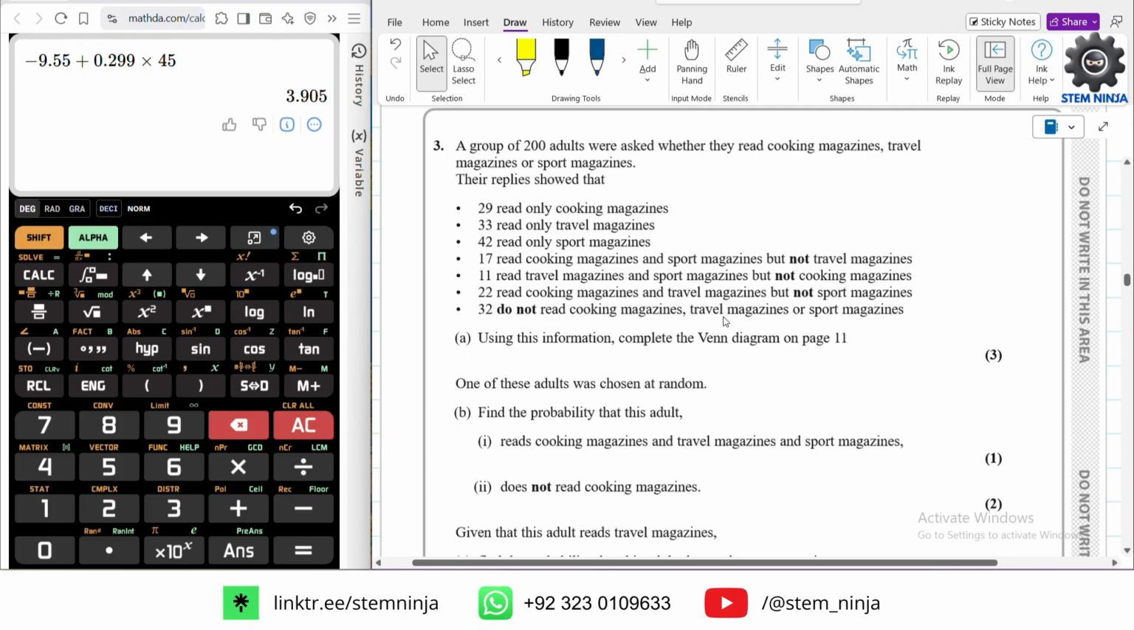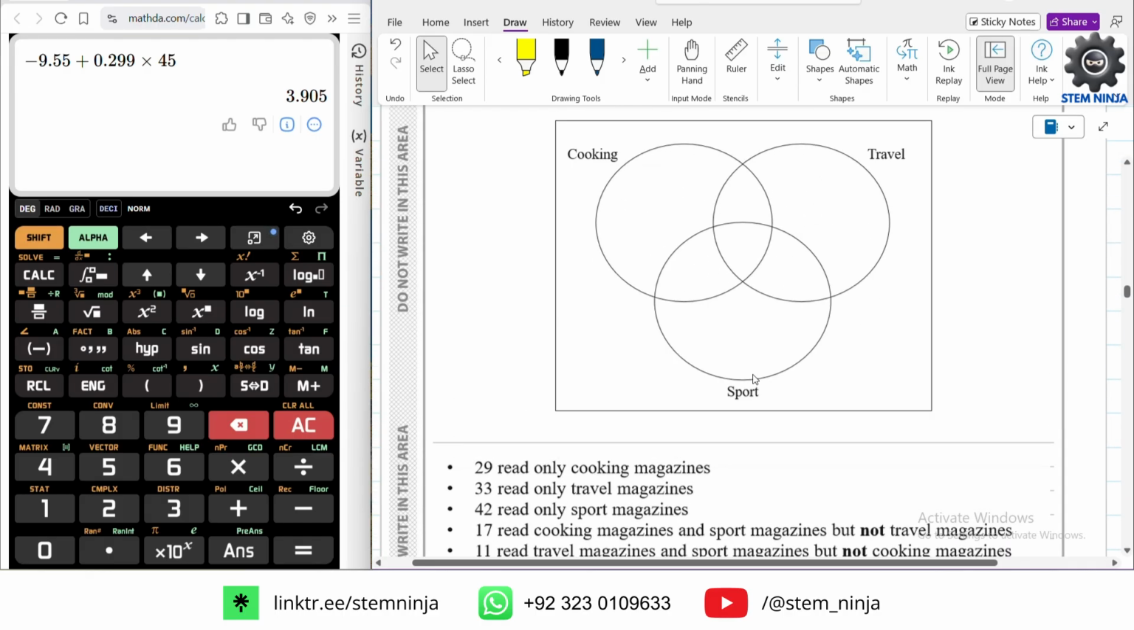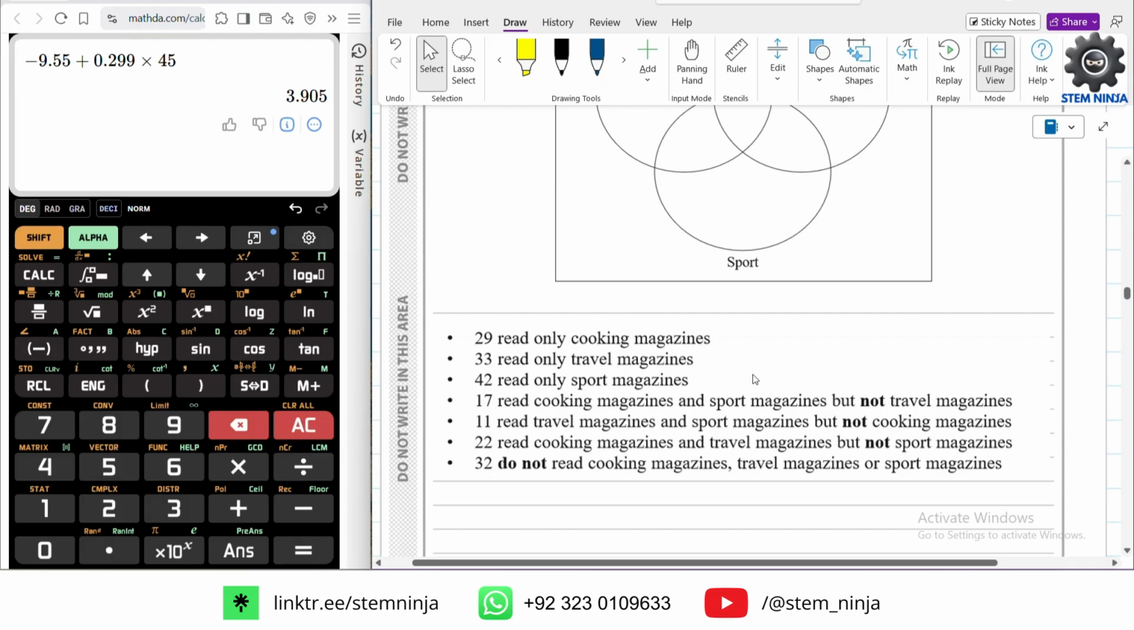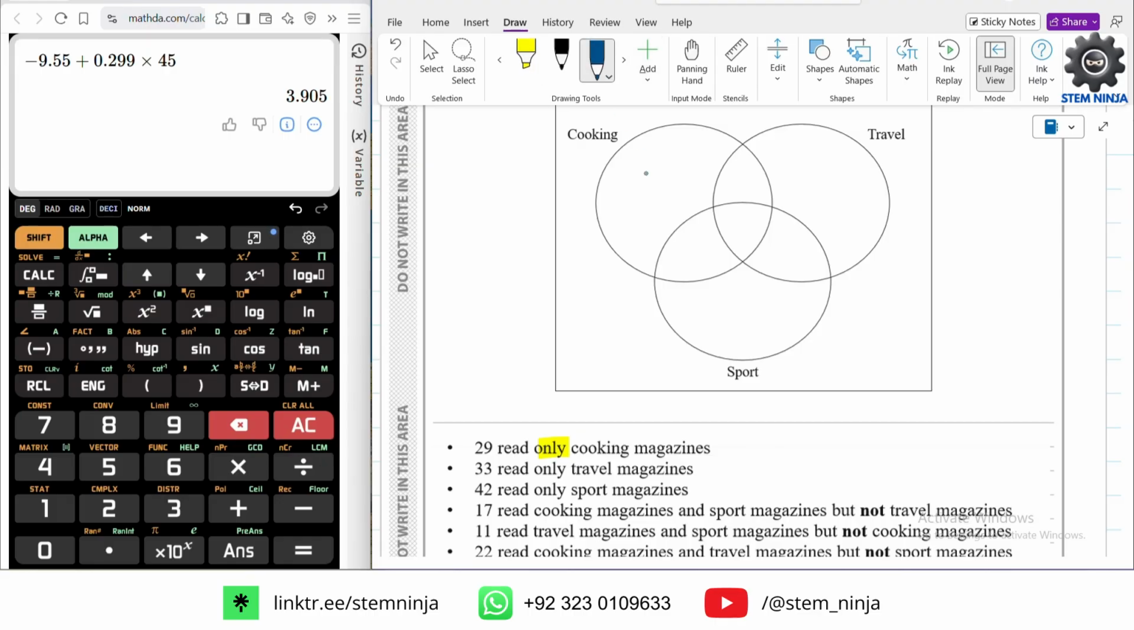A group of 200 adults were asked whether they had read cooking magazines, travel magazines, or sport magazines. Their replies show that... Using this information, complete the Venn diagram on page 11. Alright, so I've already pasted it over here, so let's dissect it. So 29 read only cooking magazines and nothing else. So 29 would be here.